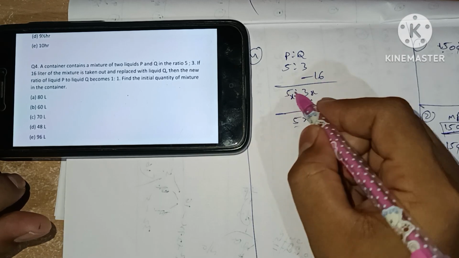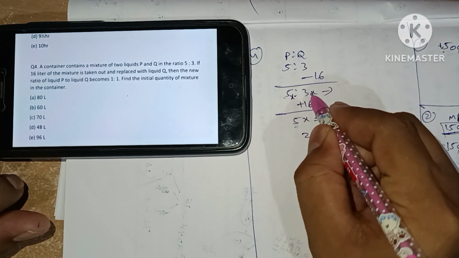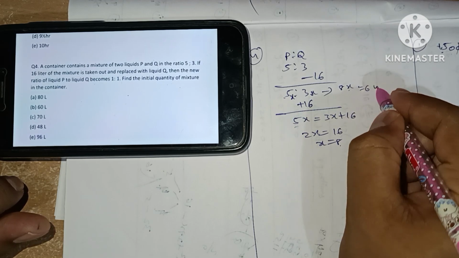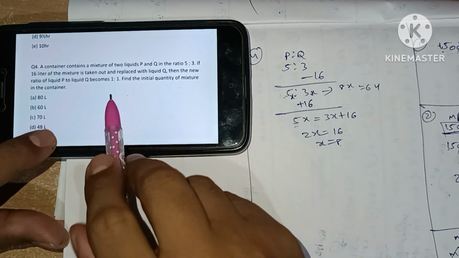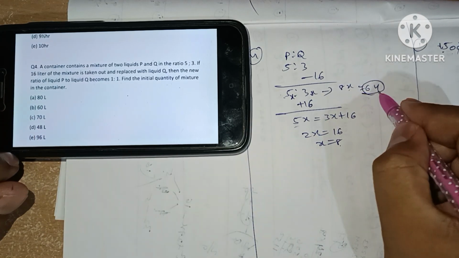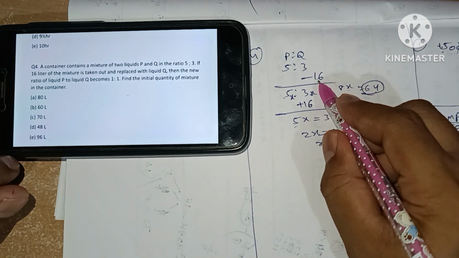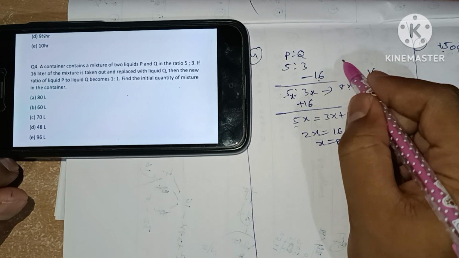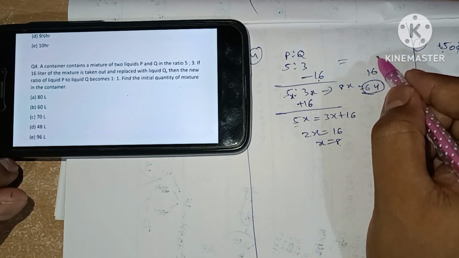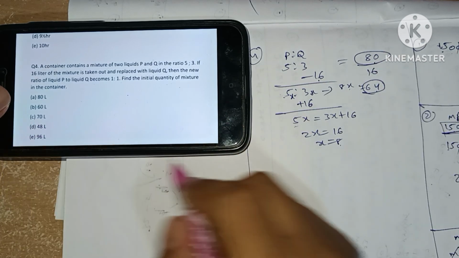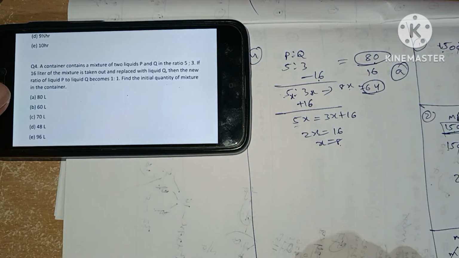So x value 8 means we have total 8x. 8x value means 8 times 8, 64, is the total here. The question asked is to find the initial quantity of mixture in the container. We got this 64 after subtracting 16 from the total, so the sum of these two will be our total. So what we get here is 80. So 80 is our total. Option A is the answer.